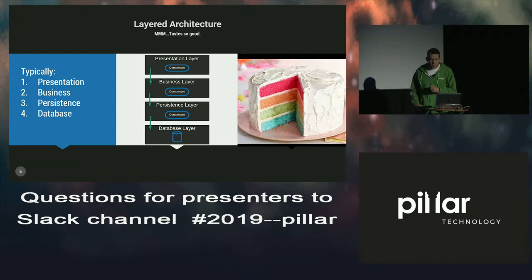So the real value in this, right, is that we're isolating out all the stuff that's related to the UI, or all the stuff that's related to the business, or all the stuff that's related to mapping, all that kind of good stuff. I think most people are pretty familiar with this.